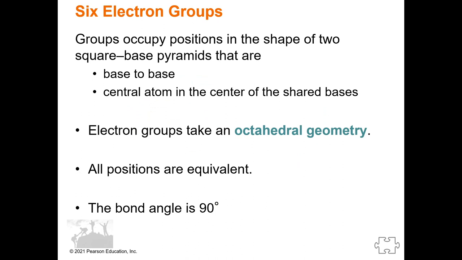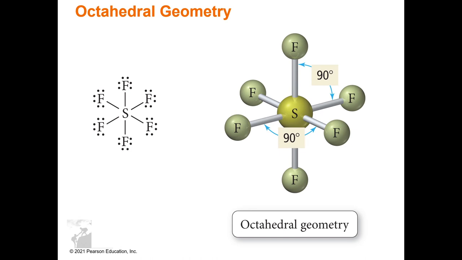An octahedral geometry has six electron groups. Again, you could think of two pyramids, but having a square base that's being shared. All the positions are equivalent, so you don't have to worry about axial or equatorial. And all the bond angles that you see would be 90 degrees. Here we have SF6. Remember that sulfur can have an expanded octet, so that's why there are 6 electron groups on sulfur. Don't forget that all of these bonds are equivalent, so you don't have to worry about axial or equatorial.